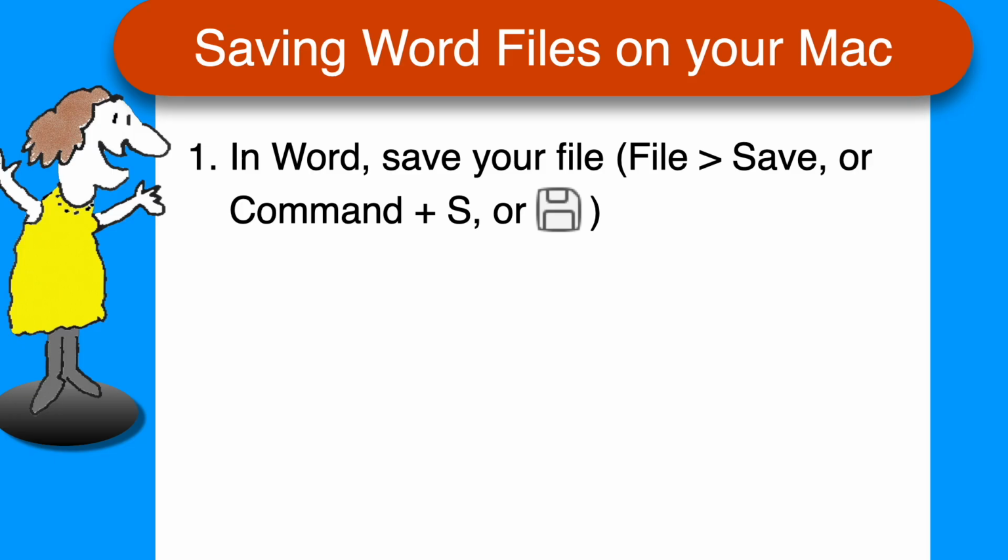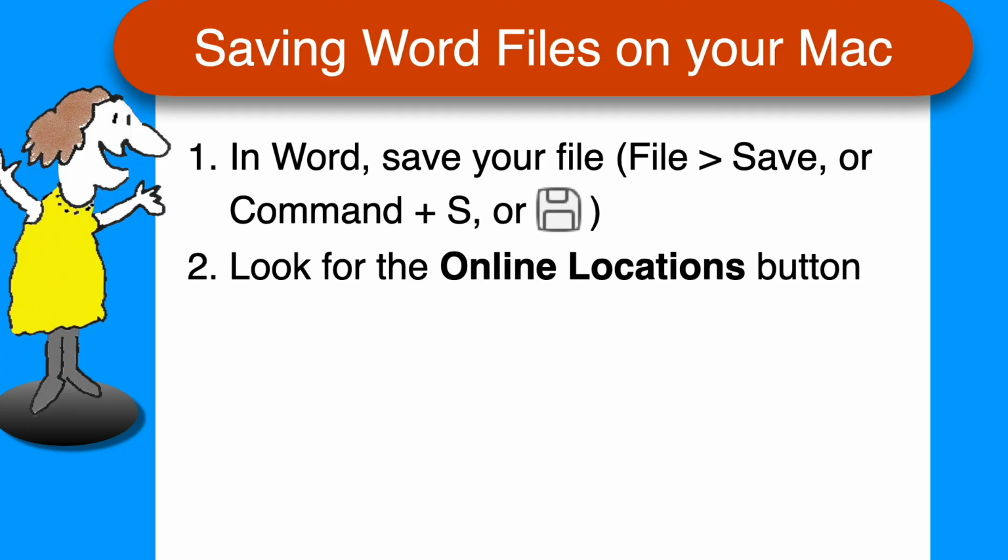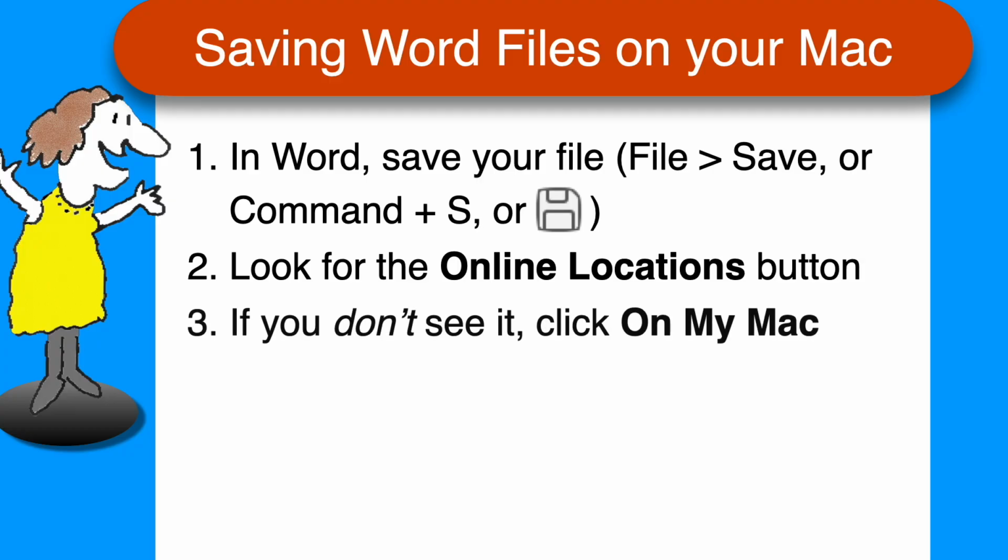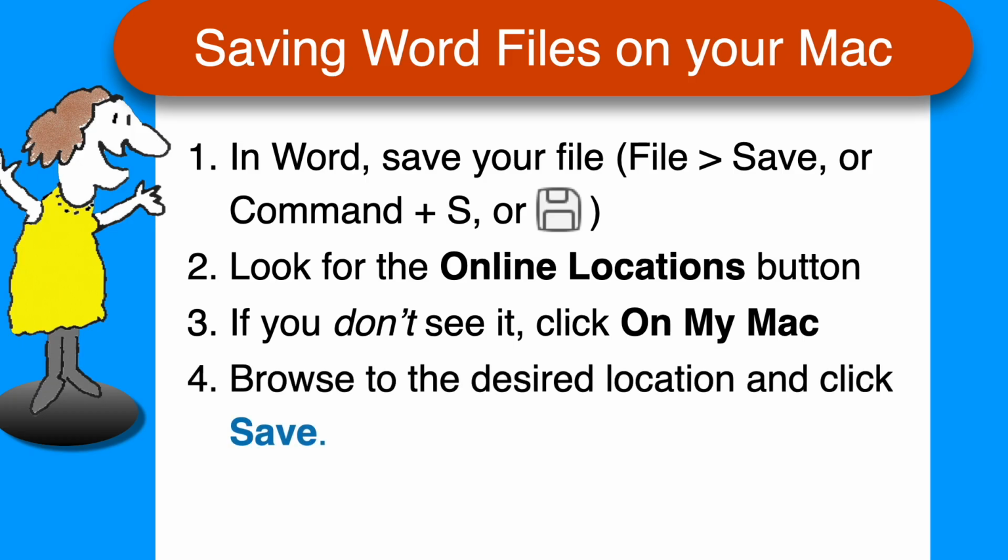In Word or Excel or PowerPoint, open a Save window by clicking File Save or Command S or the Save icon. Make sure you're seeing the Online Locations button. If it's available, then you are currently saving to your Mac. If it's not, click On My Mac and browse to the desired location.